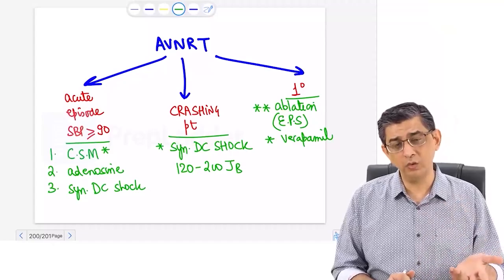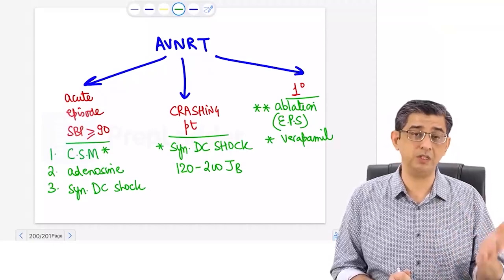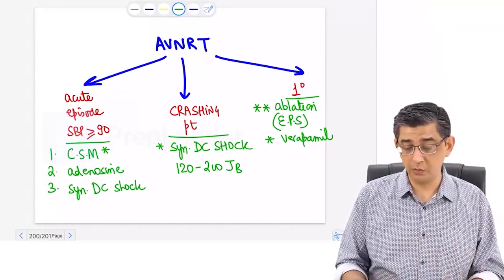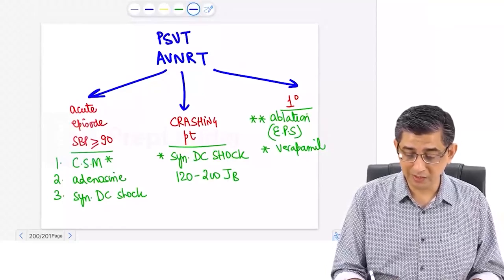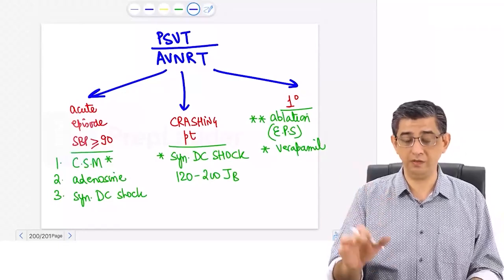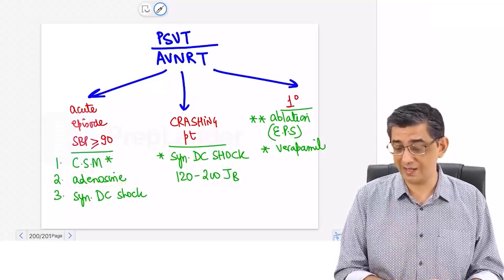And if he's himself telling you the person is having a carotid artery bruit, in those circumstances, again, carotid sinus massage cannot be given. So this is the treatment algorithm that is to be remembered. And I just wanted to sensitize you to the fact that you shouldn't straight away go for adenosine in the multiple choice answer, because he knows that you know the answer as adenosine.